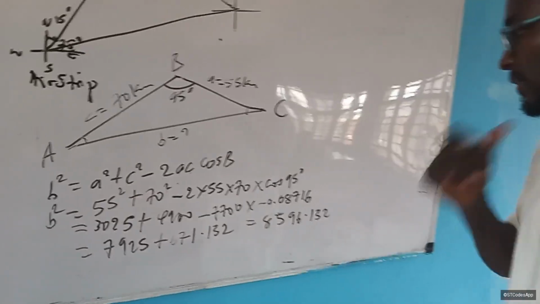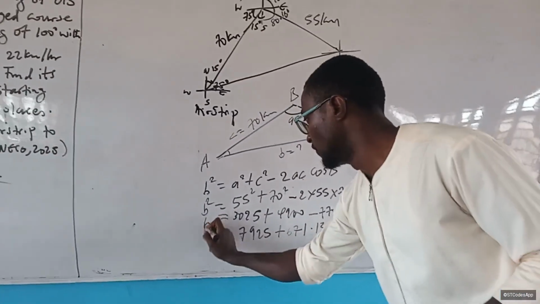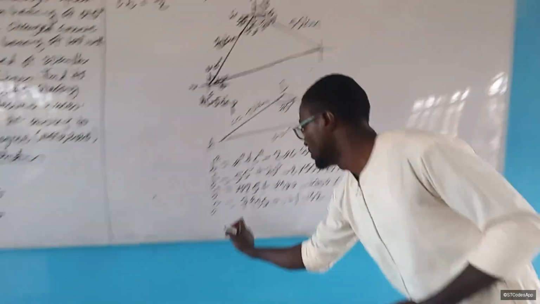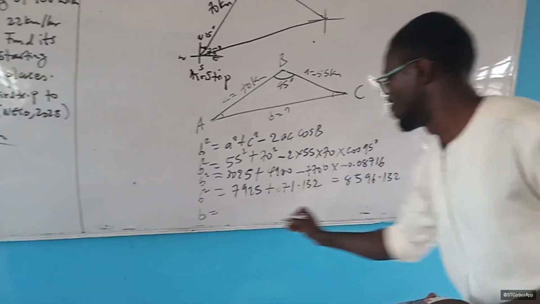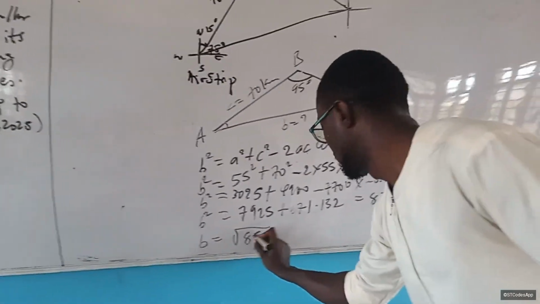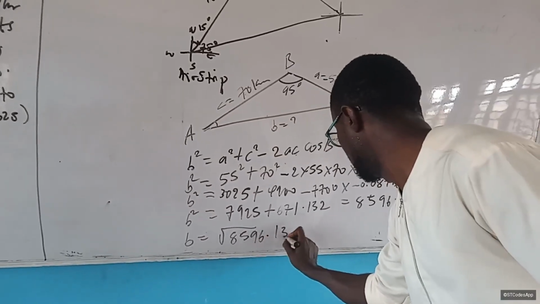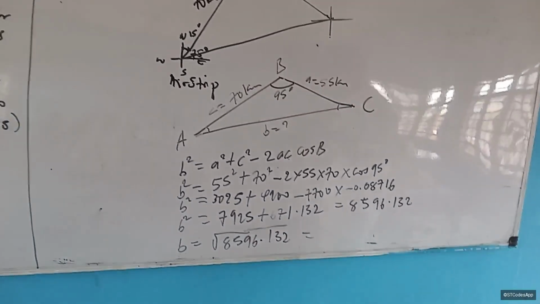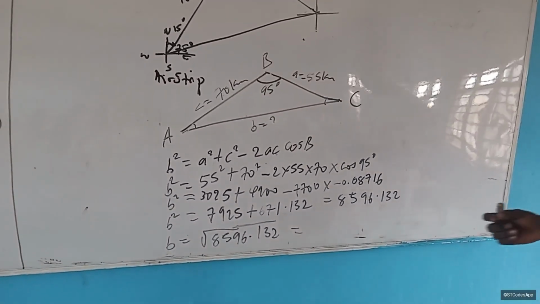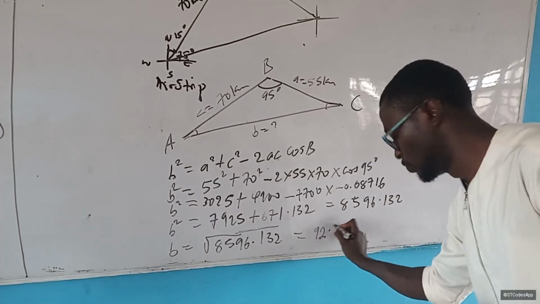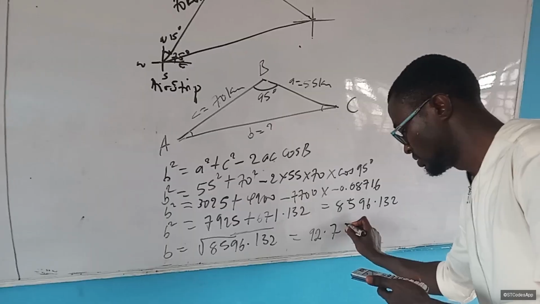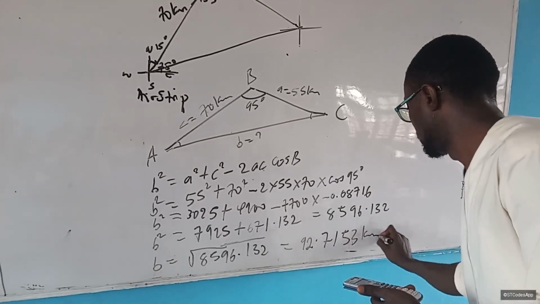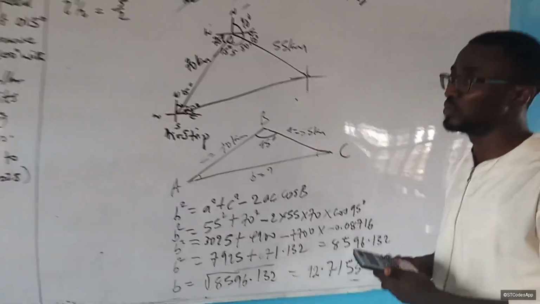8,596.132. Now our aim is to find the value of b, not b squared. So b becomes the square root of 8,596.132, which amounts to 92.7153 kilometers. Now, from our question, we are asked to give our answer in what?